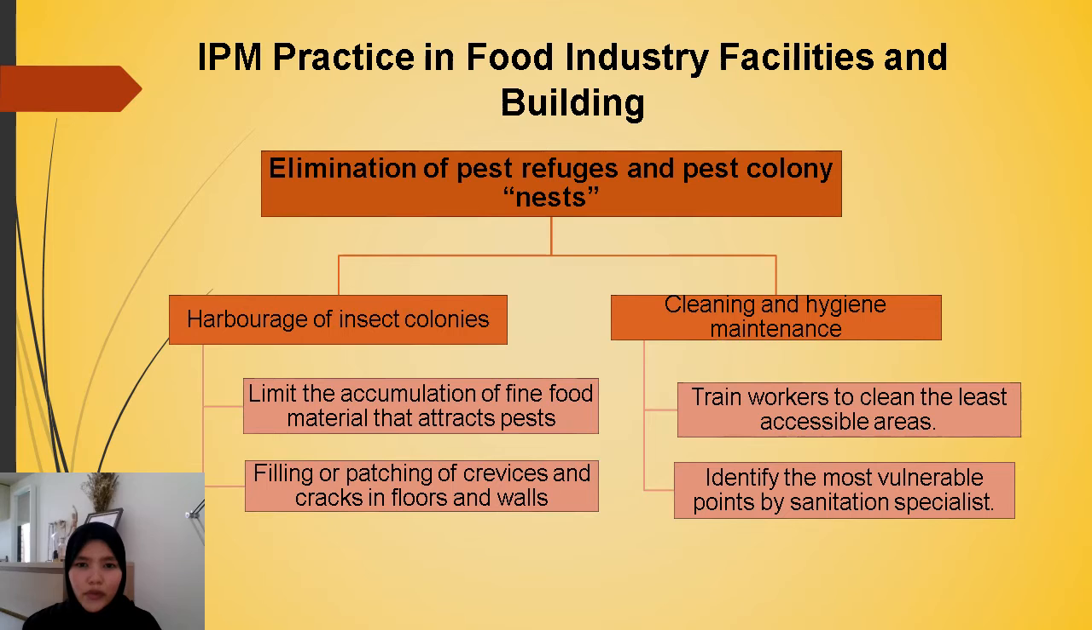IPM practices in food industry facilities and buildings consist of three. First, eliminate pest refuges and pest colonies, such as harborage of insect colonies, by limiting the accumulation of fine food material that attracts pests and ensuring that cleaning and hygiene maintenance are applied in the food plant.